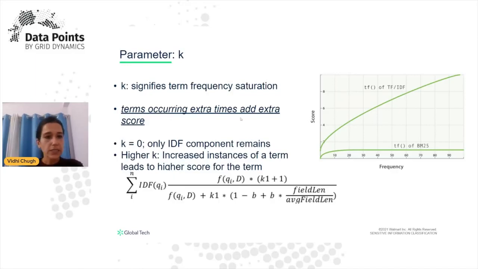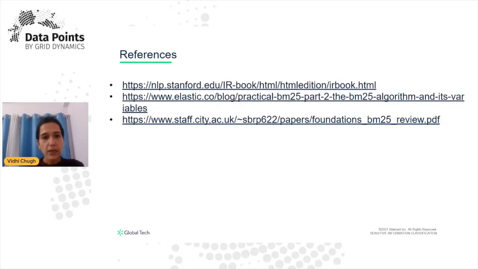But what BM25 does is it says that there is a saturation level. For example, if we see the term frequency component of BM25 here, it reaches an asymptote after a certain point. If K is zero, then in this formula this entire thing goes away, these things cancel out, and we are left with only an IDF component. So K and B are what we have to calibrate. If the K value that we give is higher, that means we are giving more importance to the fact that if a term occurs more number of times, it should lead to a higher score, right? So that's about it.